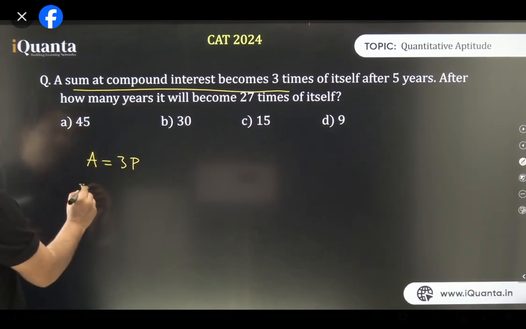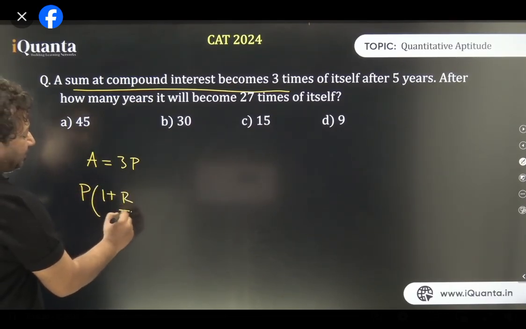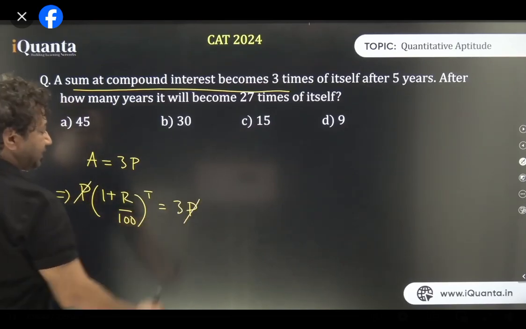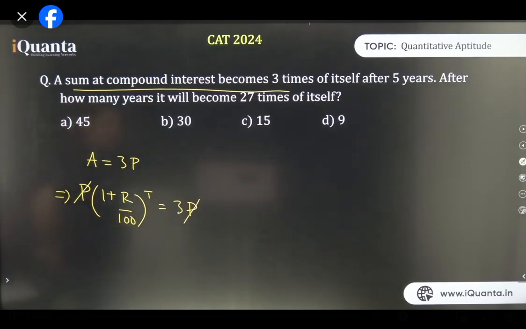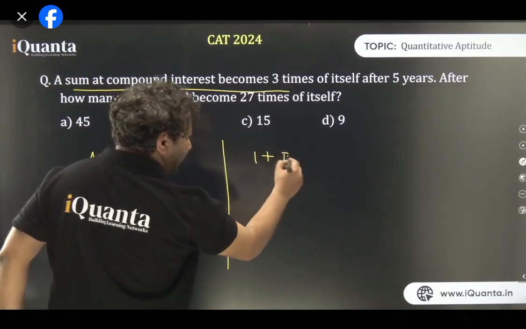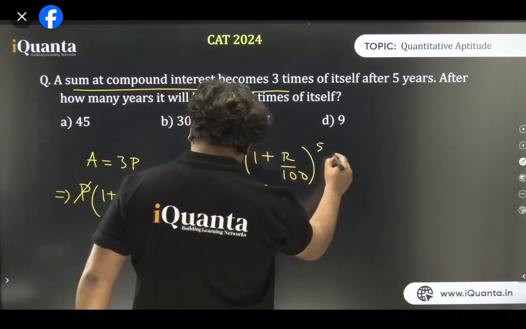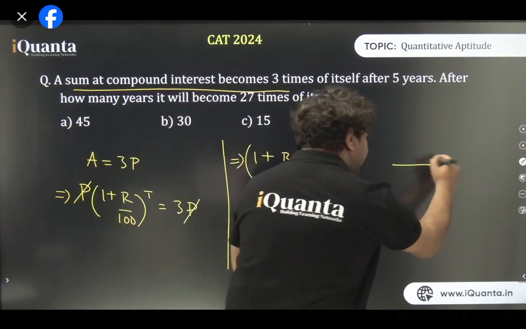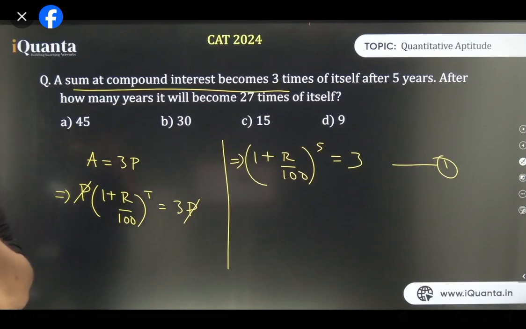A is P times (1 plus R by 100) raised to the power T. This is equal to 3P, right? P and P got cancelled. Is that clear, everyone? Time is given as 5 years. I'll just put T as 5. So (1 plus R by 100) raised to the power 5 is equal to 3. Let's call this equation number 1.